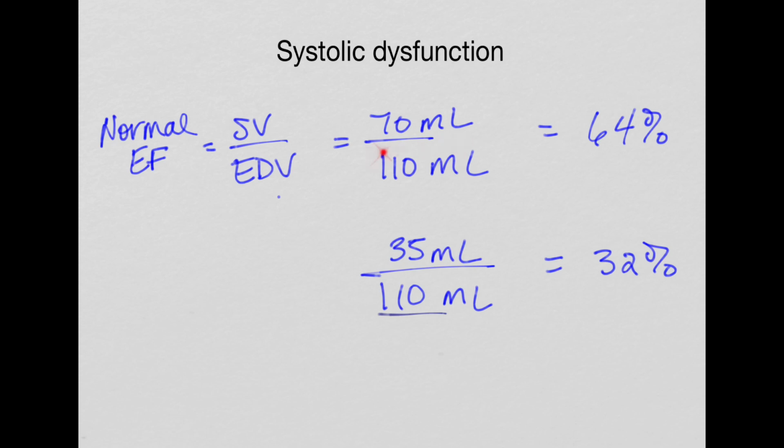So normally if we have a preload of 110 and we eject 70 mLs, that's an ejection fraction of 74%. But with a loss of contractility, we only eject 35 mLs, which leaves an ejection fraction of 32%. So we have a lot of blood left over in the left ventricle at the end of systole. And this is blood that the left ventricle then has to deal with in the next beat.